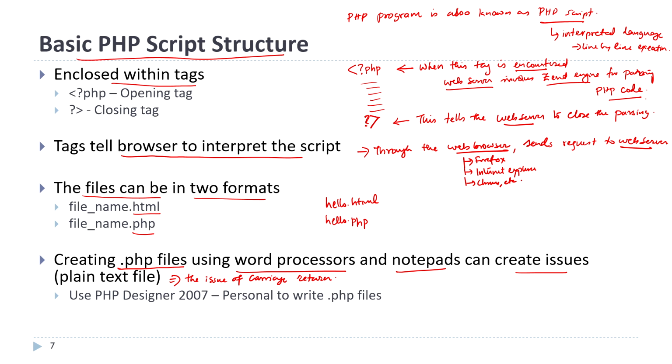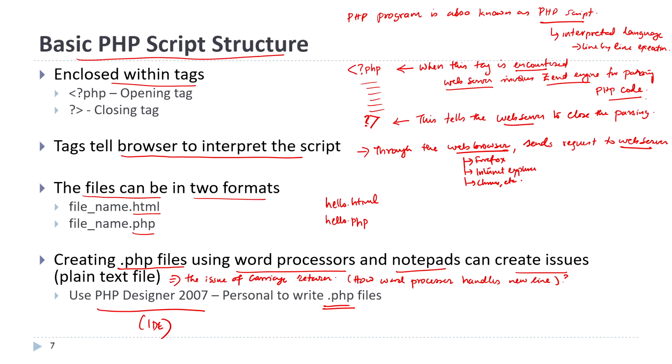The way in which the enter key for a new line is handled by a word processor is an issue. Especially word processors and Notepad can create an issue for your Zend engine. Hence we recommend that if you are writing the PHP file, use an IDE, an integrated development environment, like PHP Designer 2007. It is free and easily available on the internet, and you can download it and write code using it. This will prevent the carriage return issue when you are trying to learn PHP code.